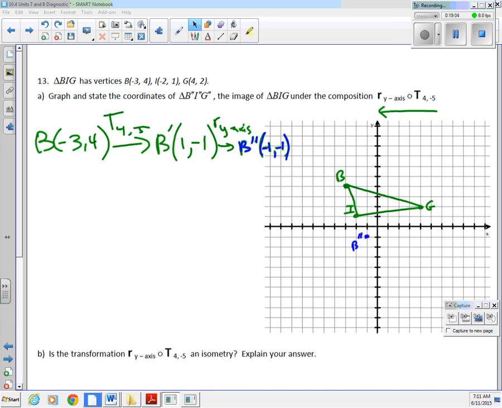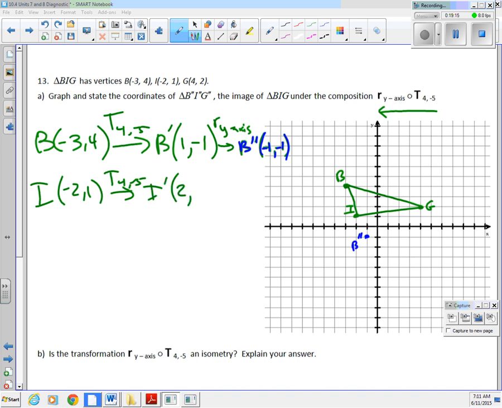All right, awesome. So now I was negative 2, 1. My translation by 4, negative 5 was I prime, which is 2, comma, negative 4. And reflecting on the y-axis, I get negative 2, negative 4 for I double prime. And you have to label these. I double prime is negative 2, negative 4. That's here. This is I double prime.